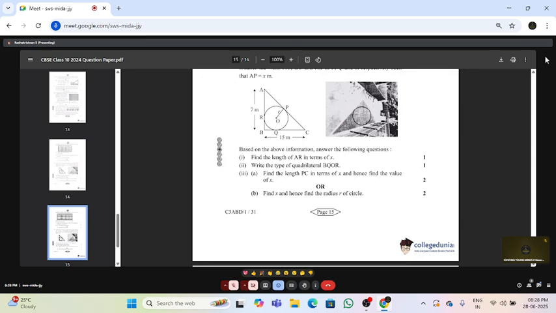Now what? And find the value of x. Think about it. How can you find the value of x from that?